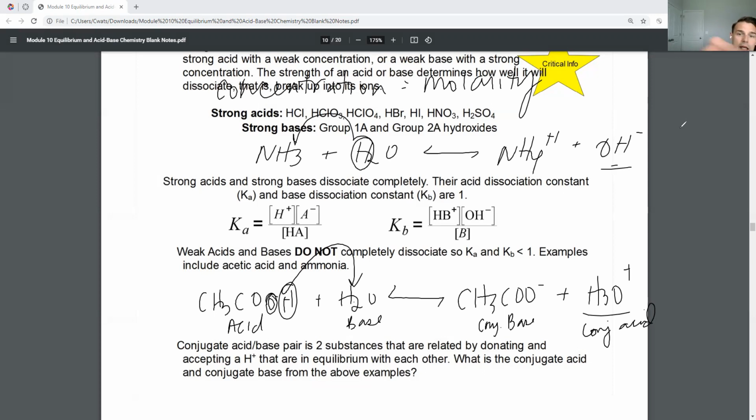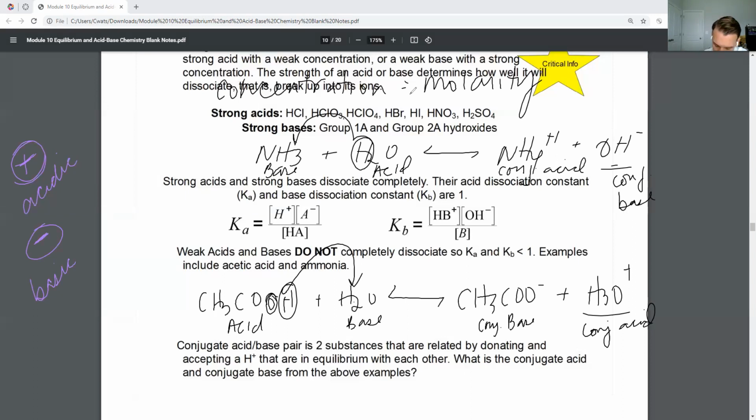So if it has a positive sign, and I'm going to write this over here, that would be acidic because it wants to give off. If it has a negative sign, it is basic because it wants to absorb. It wants to get a hydrogen ion to make it normal. Up here, we know ammonia is a base, and that means water acts as the acid. So the base turns into the conjugate acid, and the acid turns into the conjugate base. So you can see how they are related. Okay, so being able to identify those, very important.